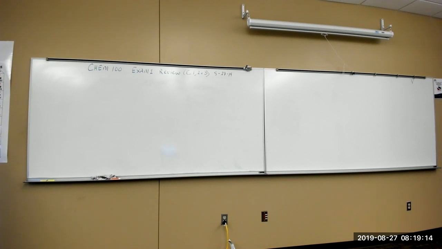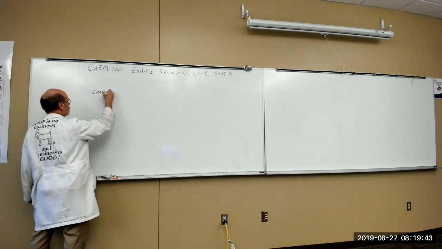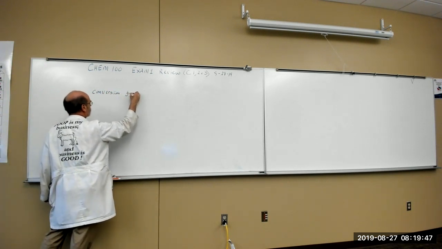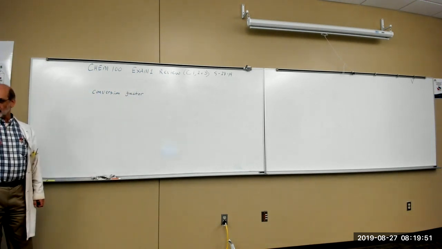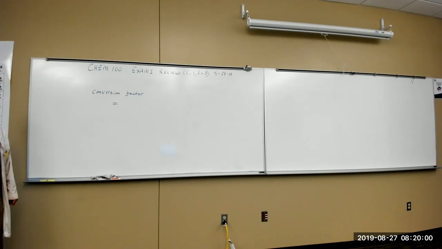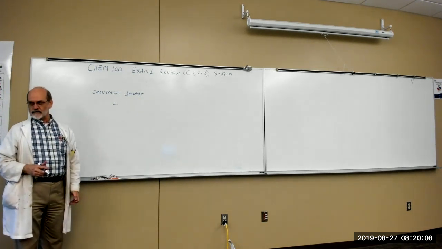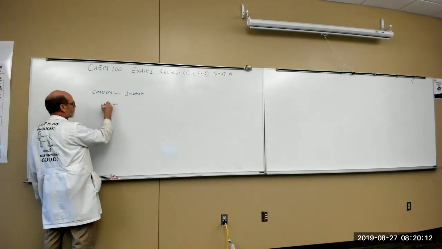Let's see what else we can find without blowing all our valuable time chattering. Let's see. Unit conversions. What do you need? If you need a conversion factor, what does the conversion factor imply? Conversion factor implies this: something is equal to something else. That's all it says. If something's equal to something else, you automatically have a conversion factor. For instance, you might say that 1 kilogram is equal to 2.2 pounds.